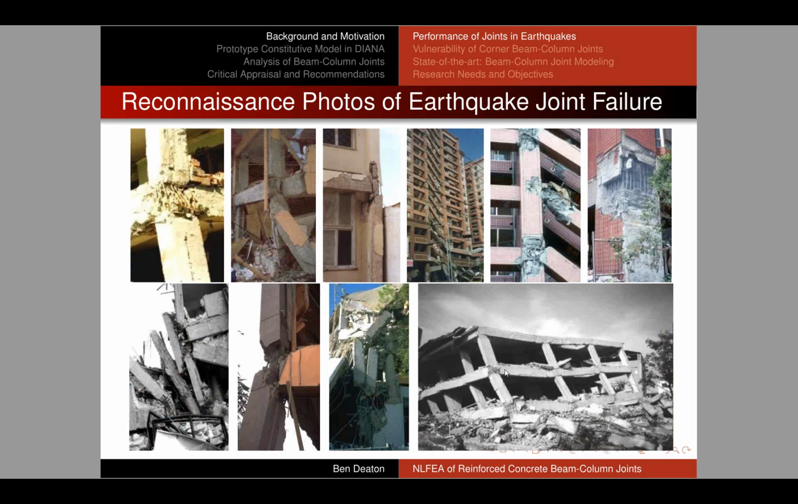I've collected just a handful here from a number of publications that I have on my hard drive. Exterior joints in gravity load design buildings typically sustain greater damage during seismic events in comparison to the interior ones. And that's something you can certainly see in these photos. If you look down here, the exterior corner, here's another corner joint that failed.